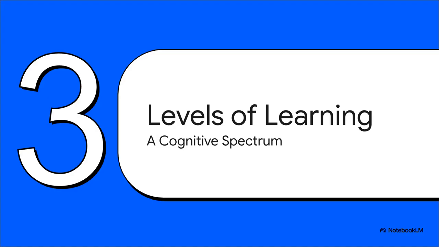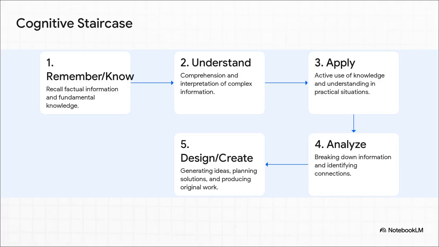Okay, so how do we make sense of all these terms? Well, they're not just a random list. They actually exist on a spectrum of cognitive complexity, which we can picture as a kind of staircase for learning. We all start at the bottom with the foundational skill of just remembering and knowing facts. From there, we climb up to understanding. Then we learn to apply that knowledge. Then we start to analyze it. And finally, we reach the very top where we can design and create. Every single step builds on the one before it.